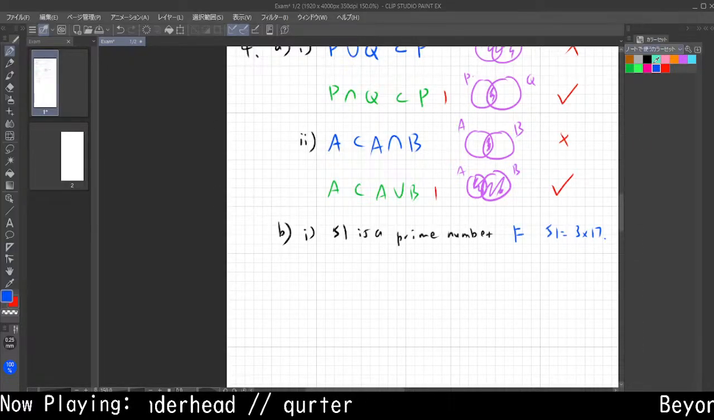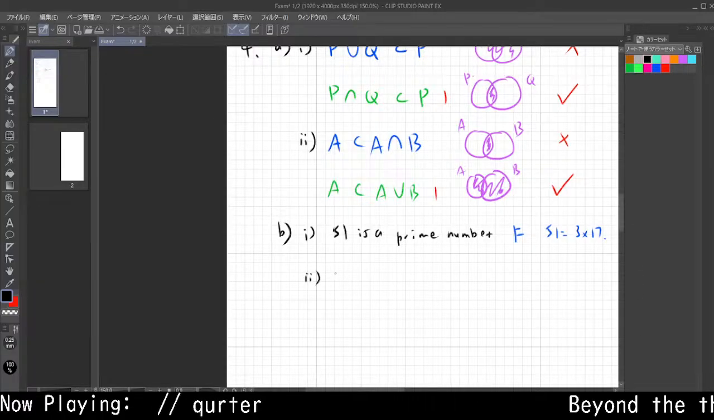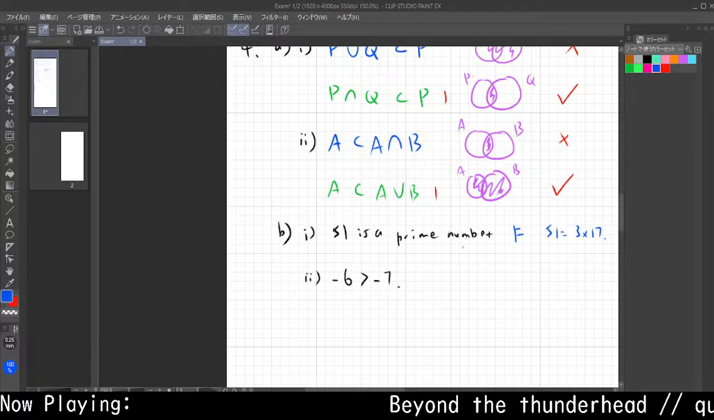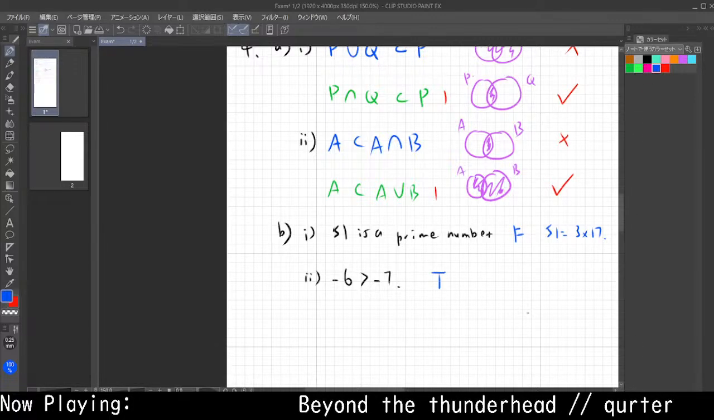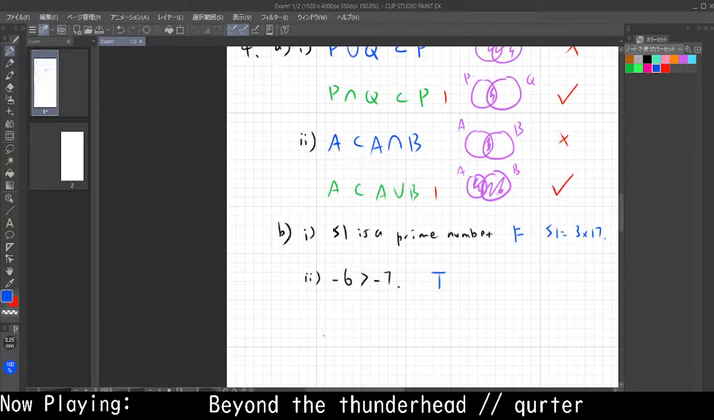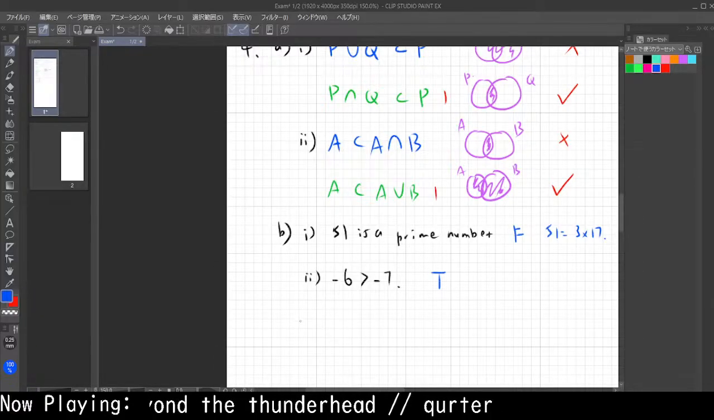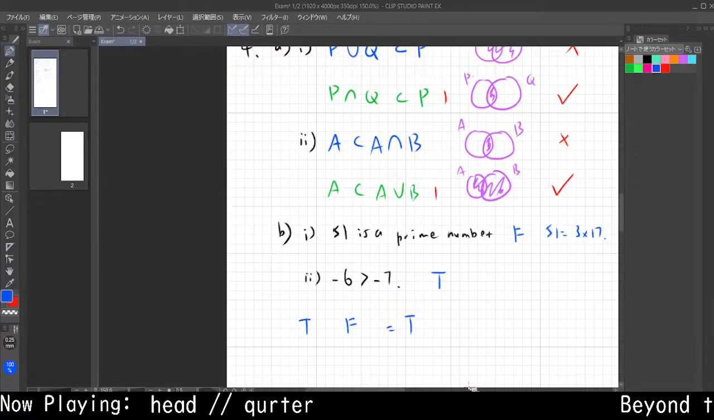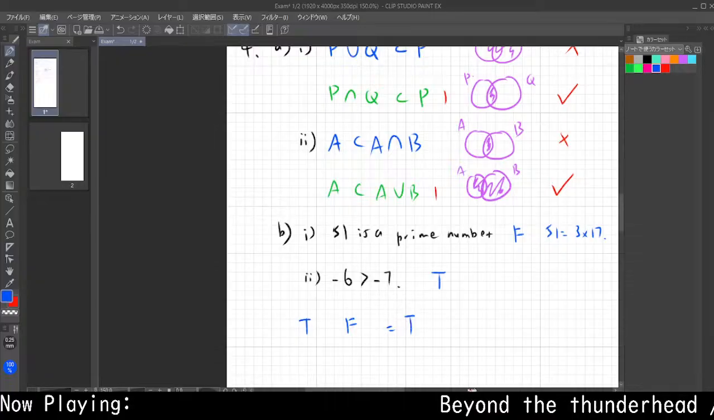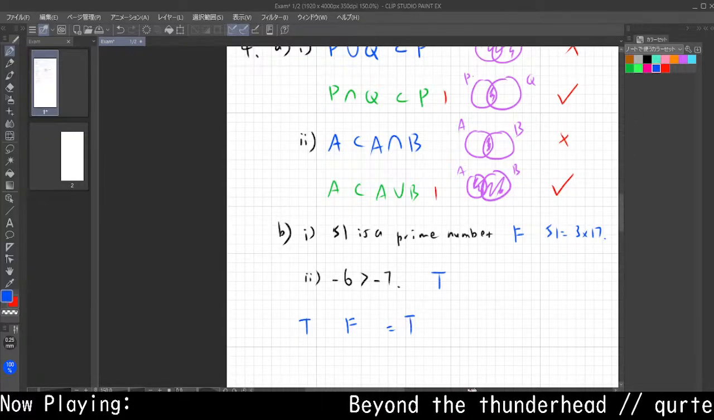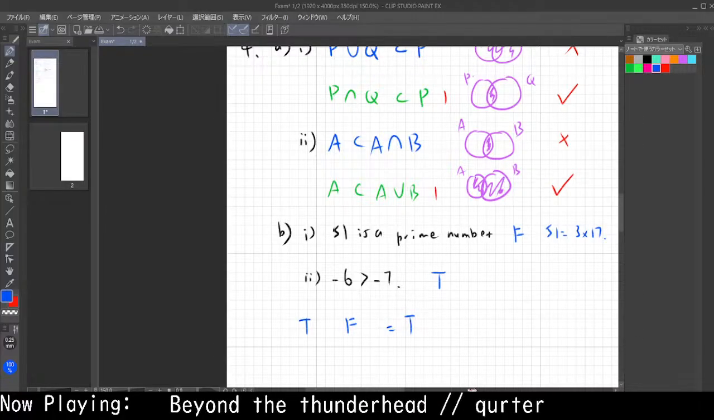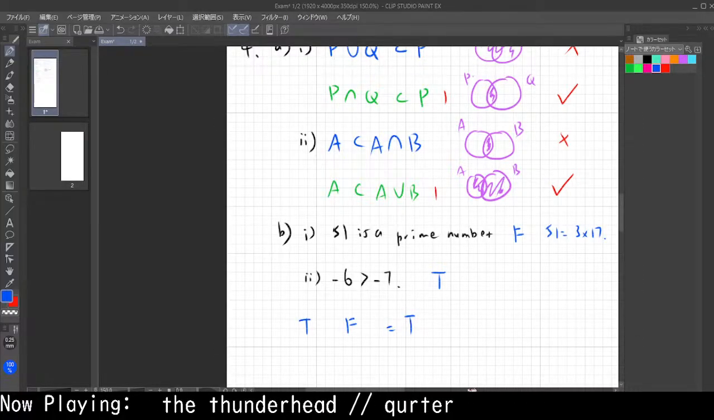Next, -6 is greater than -7. This is a true statement. So to make something true when you pair one true and one false statement, what do you want to use? And only works when both are true. So if-then doesn't make sense.